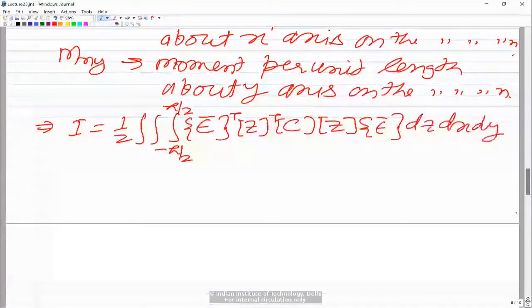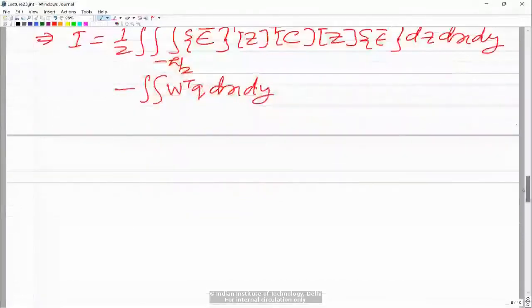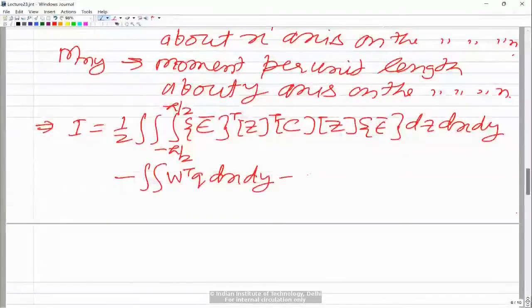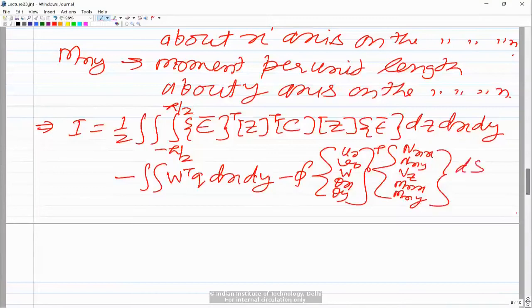And similarly of course the other terms remain as they are. So the integration over area of the element, we have w transpose q dx dy. And then the boundary integral remains the same. So the potential of the boundary forces, we have u naught, v naught, w, theta x and theta y transpose, and into that we have nnx, nny, Vz, mnx and mny, ds. S is along the boundary.